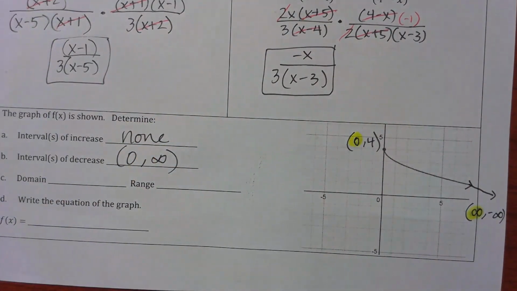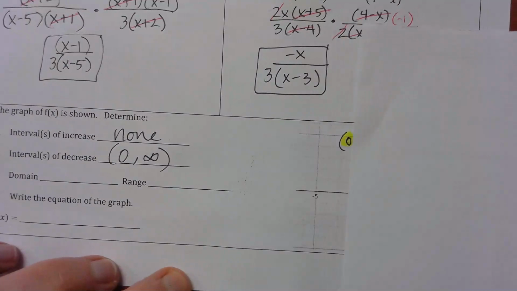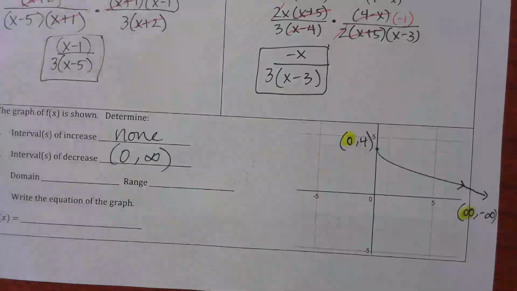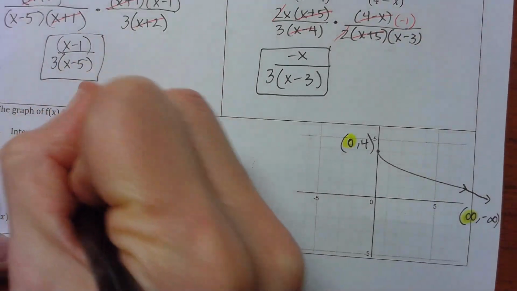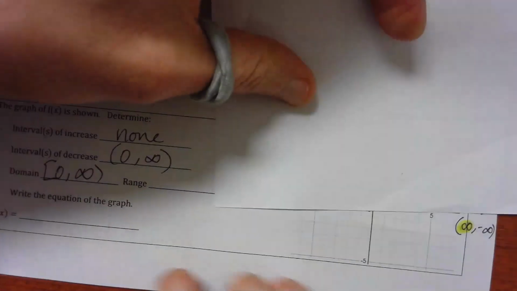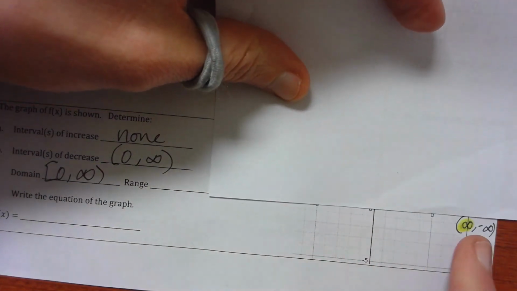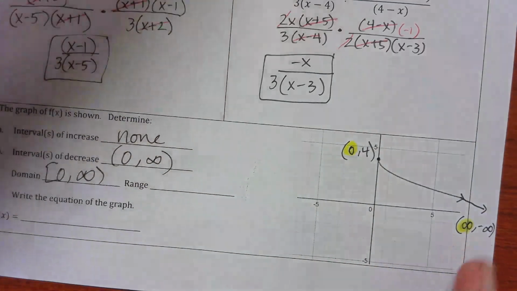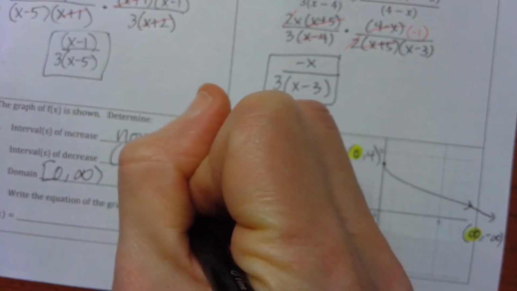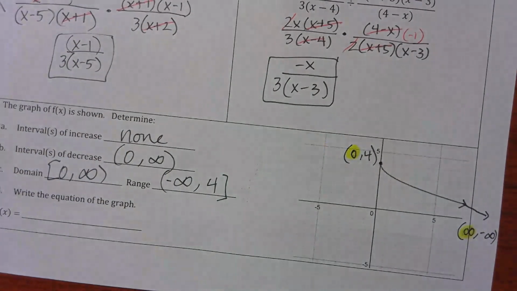For domain, I go left to right, looking at the x's, 0 to infinity. I want to include the 0 because there's a point right there. And for range, I'm going to go from the bottom to the top. So negative infinity to 4. Include the 4.